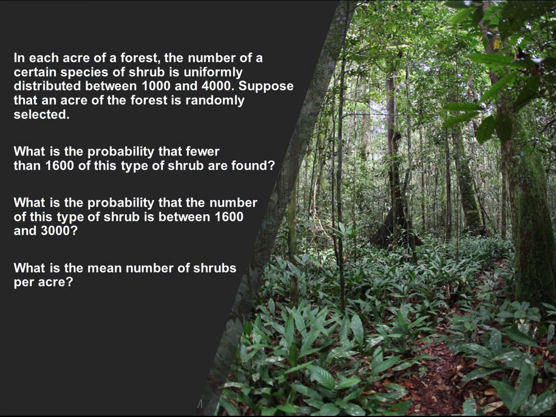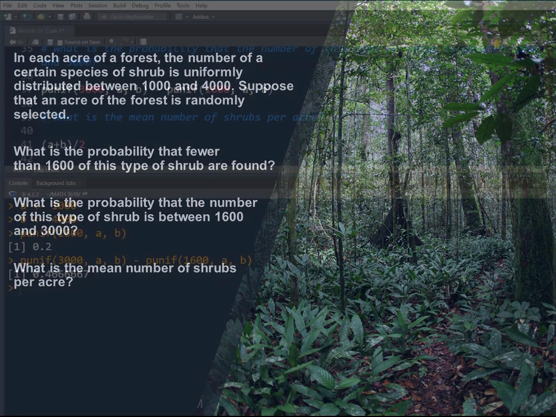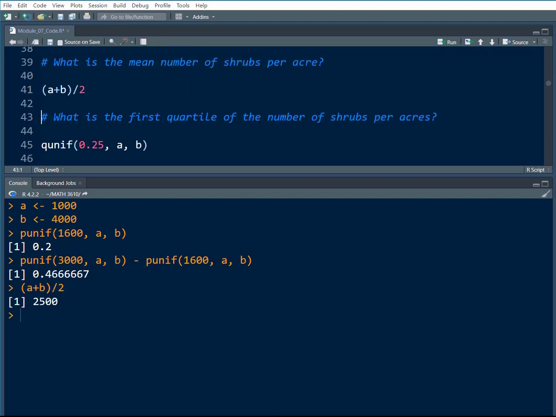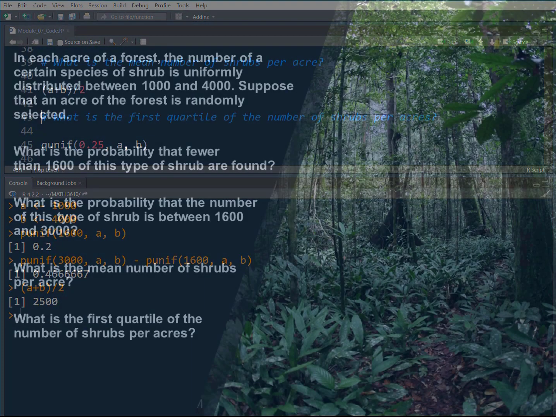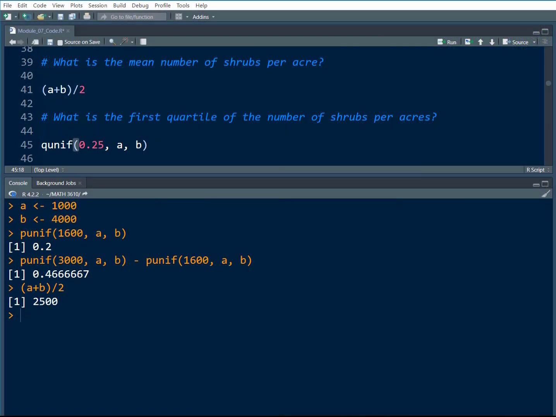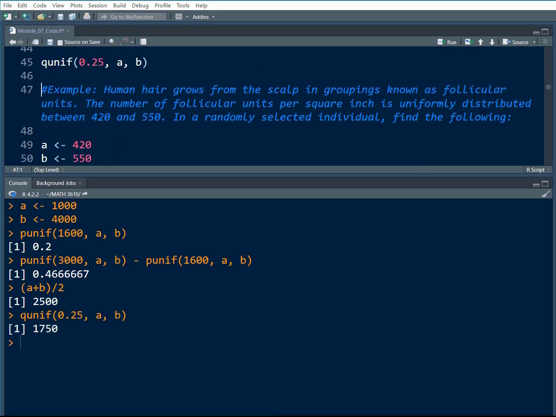What is the mean number of shrubs per acre? The mean is given by the quantity a plus b over 2, which equals 2,500. What is the first quartile of the number of shrubs per acre? The qunif command, with the percentile, a, and b as inputs, returns the given percentile. The first quartile is equivalent to the 25th percentile. We find the first quartile to be 1,750.